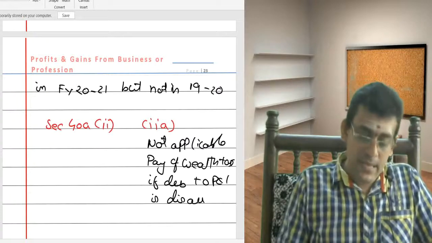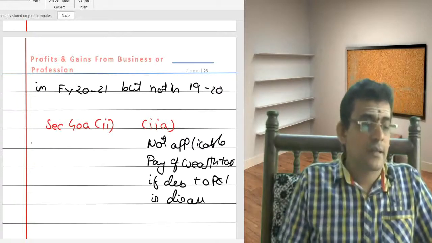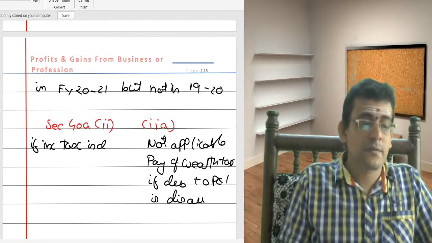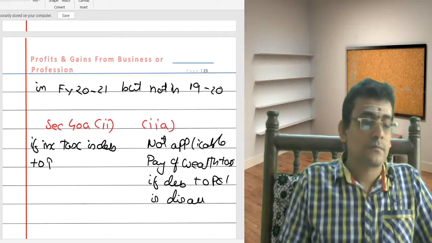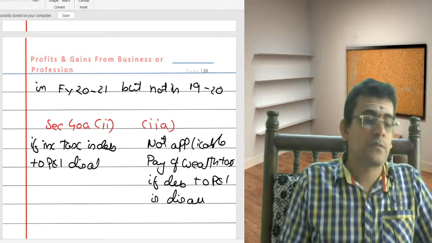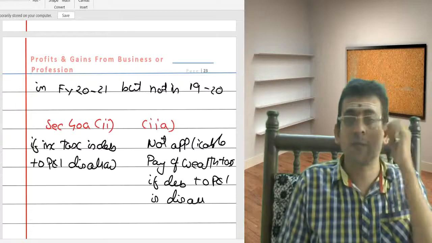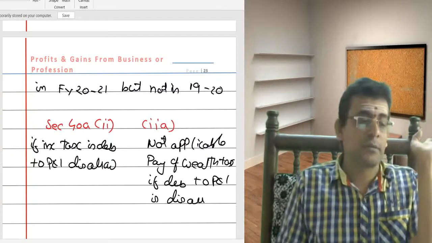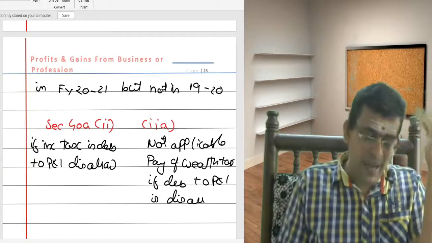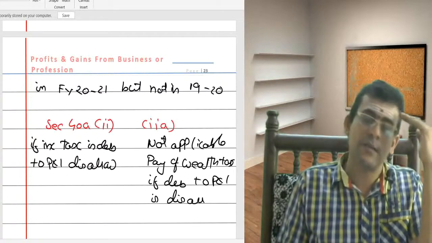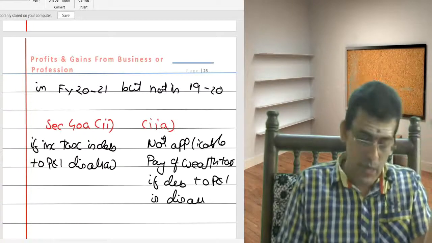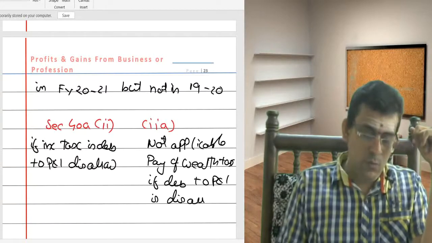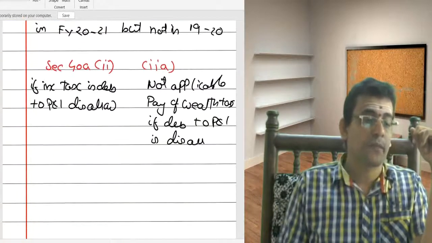Now what is 40A subsection 2? It says that if income tax is debited to P&L account, it is disallowed. That means you should not debit the income tax to profit and loss account. If any income tax paid or any provision for income tax is debited, 40A subsection 2 says simply add back to your net profit. That is the disallowance under section 40A subsection 2 as well as 40A subsection 2A. Now let us move to the other part of the section.